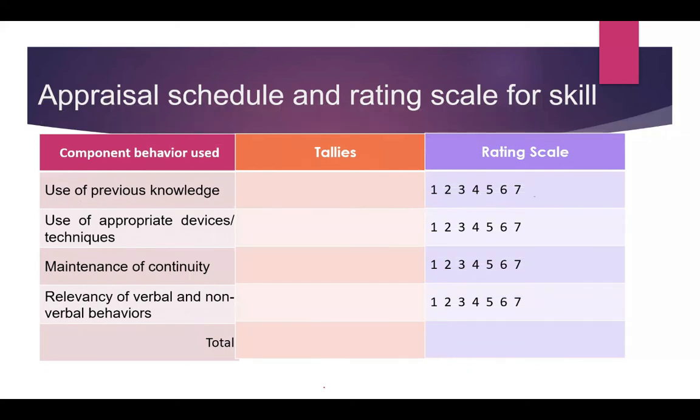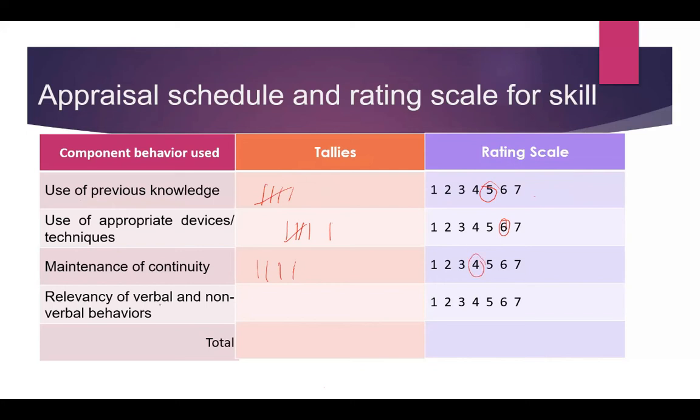and the third is the rating scale. For example, a student has utilized the previous knowledge 5 times, so we give 5 tally marks and we rate him on the scale as 5. Likewise, the student has used the appropriate devices or techniques in the introduction 6 times, so we give 6 tally marks and we rate him as 6, and he has maintained the continuity 4 times, so we give 4 tally marks, so the rating scale is 4.